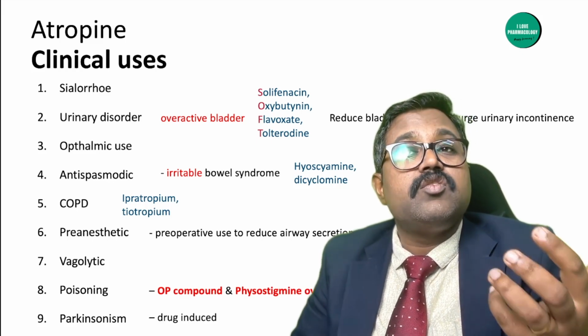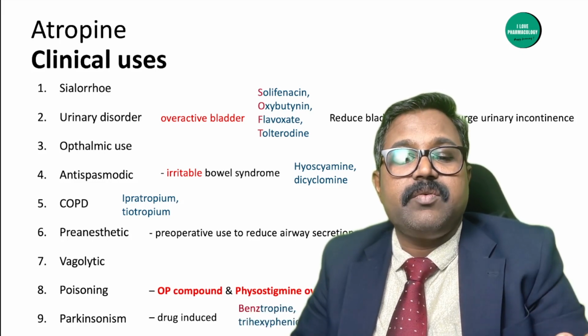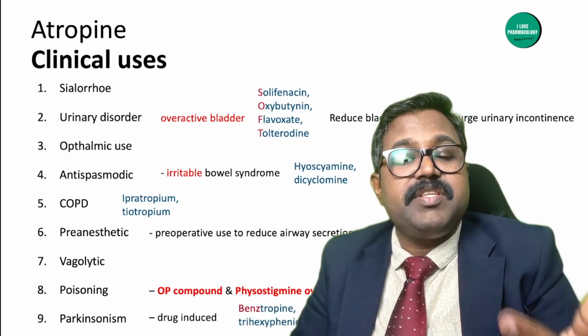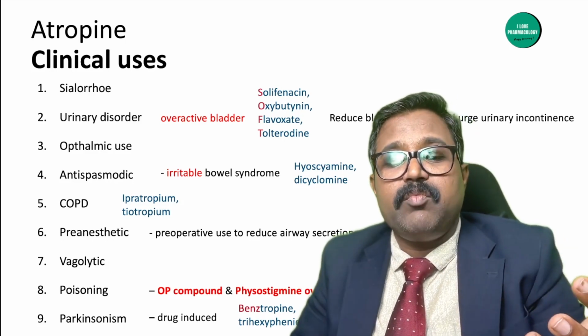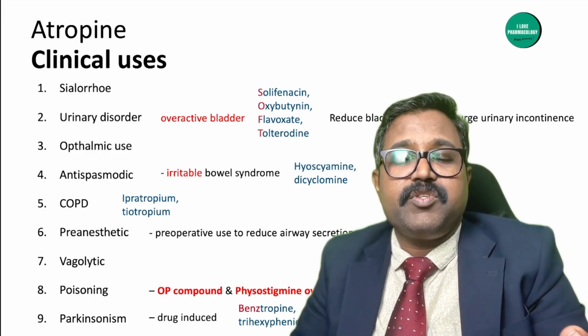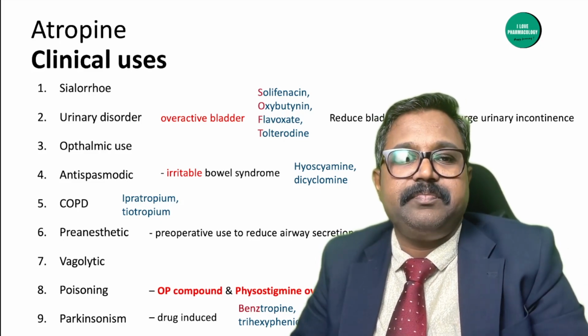In Parkinsonism, atropine-like drugs are used to treat drug-induced Parkinsonism. Here we use benztropine and trihexyphenidyl. We also have one more use, that is, it can be used in motion sickness. We use scopolamine as transdermal patches.